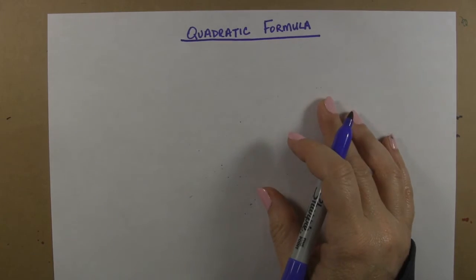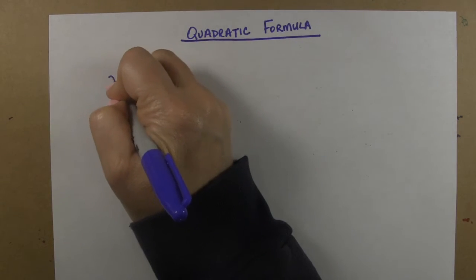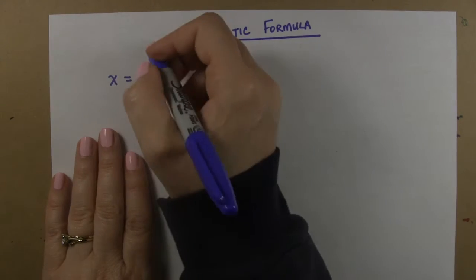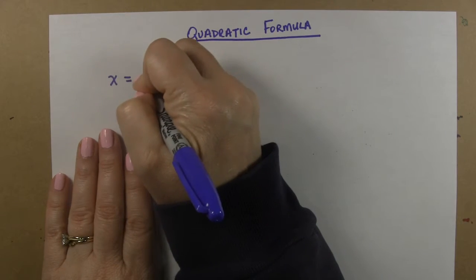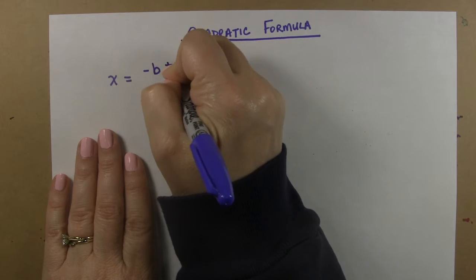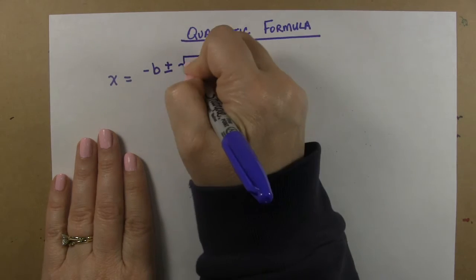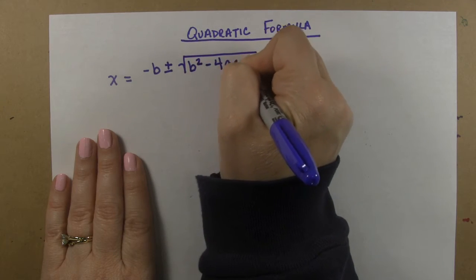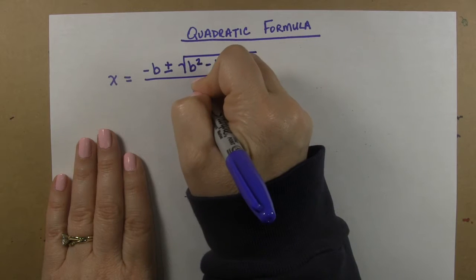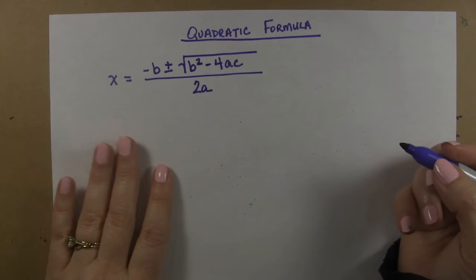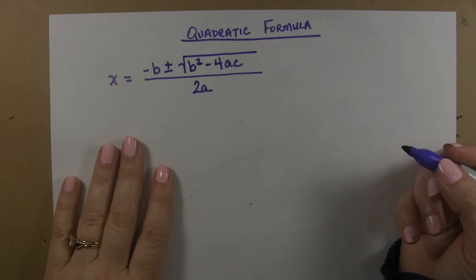So first, before I start explaining when you would use the quadratic formula, let me just write it for you. It's pretty impressive looking. X equals negative b plus or minus the square root of b squared minus 4ac all over 2a. That is the quadratic formula. Doesn't that look cool? Yeah, very impressive.